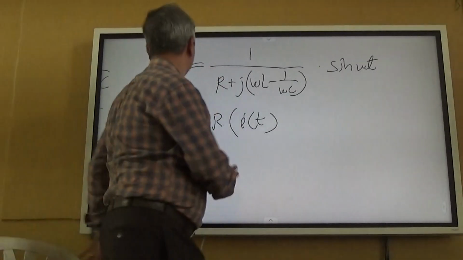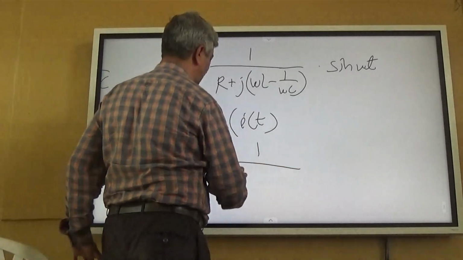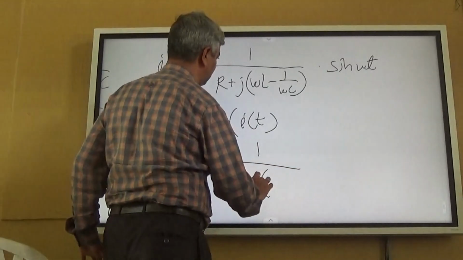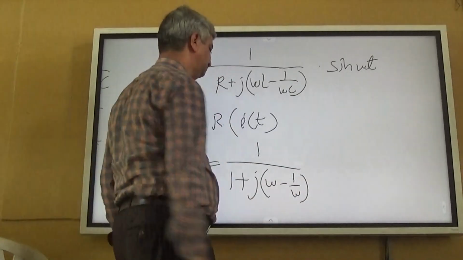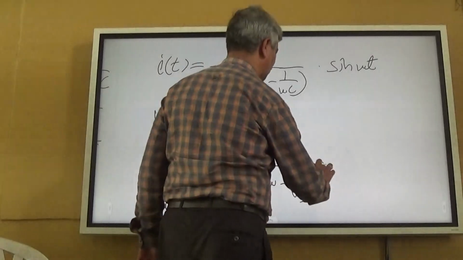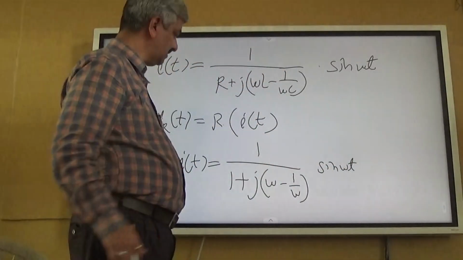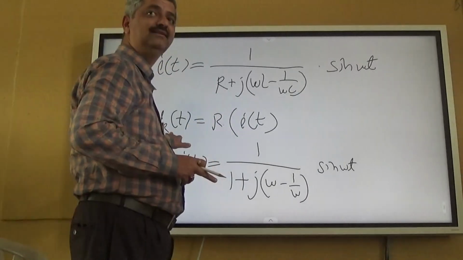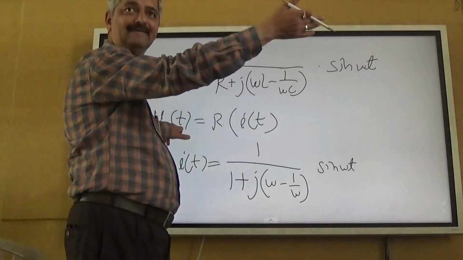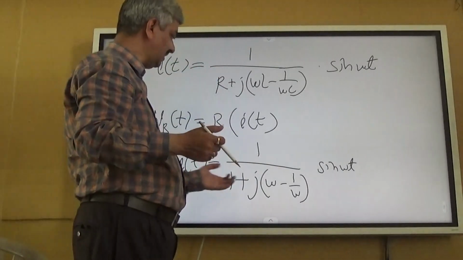So what happens? IT is equal to 1 upon 1 plus J into bracket omega minus 1 upon omega, into sin omega t. Right? आता ऍक्च्युअल काय असेल हे आणि व्हीआरटी काय येईल? रेजिस्टरच्या अक्रॉस व्होल्टेज आयटीच कारण R1 आहे. हा कसा काढायचा?